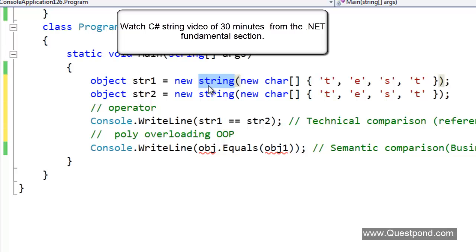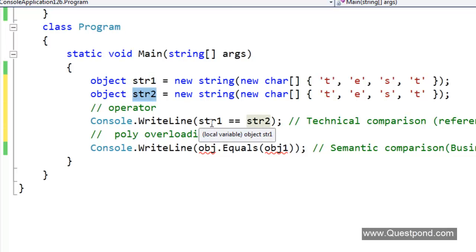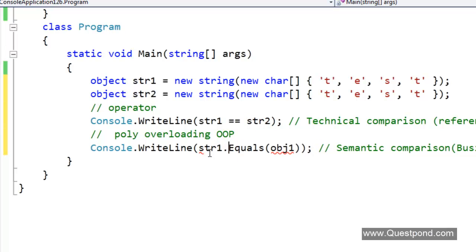But basically a string is an object internally, right? So here now when I say new string, this str1's memory address is different and this str2's memory address is different. So this str1 equal to str2 will show you that both of them are not equal. But if I do a str1 is it equal to str2, but semantically or from the real world perspective, test is equal to test, right?